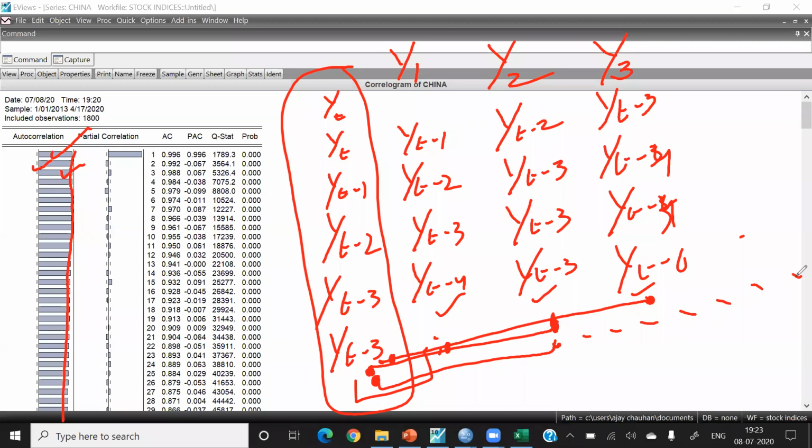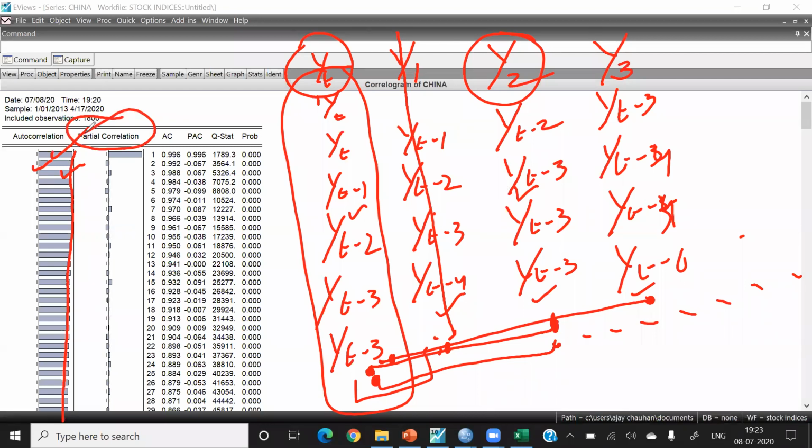So the question is, how to find out the actual correlation between today and the day before yesterday? The answer is very simple. Control the intermediate lags, right? You can find out the correlation between this and this after controlling this. So when you control the intermediate lags, this is known as partial correlation.